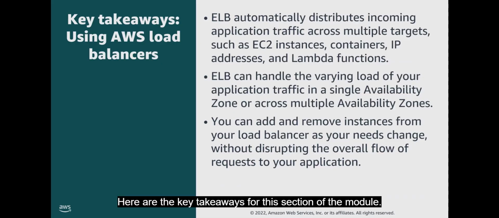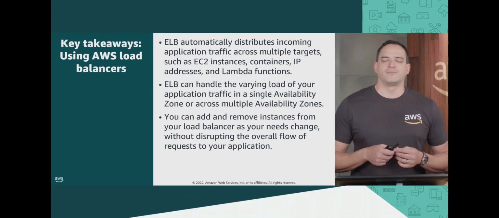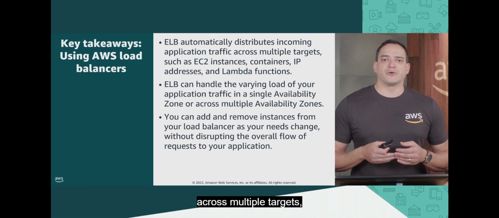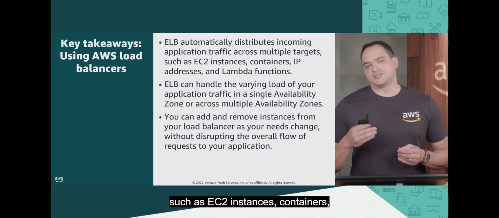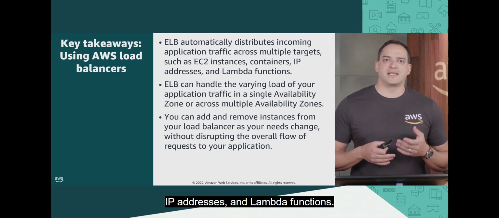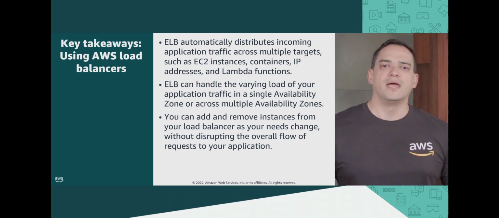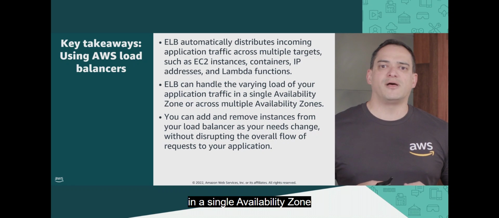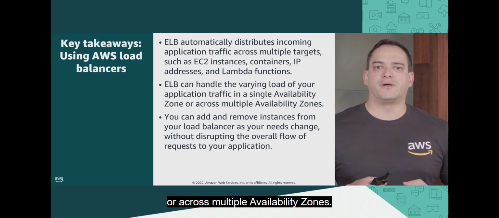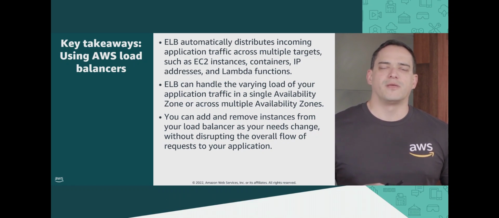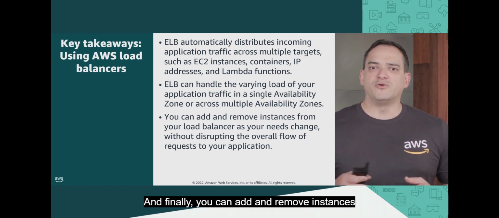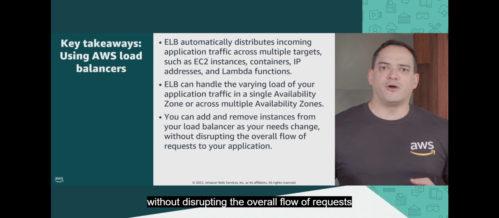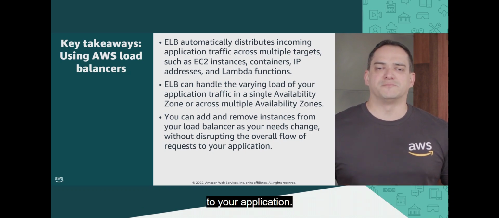Here are the key takeaways for this section of the module. ELB automatically distributes incoming application traffic across multiple targets, such as EC2 instances, containers, IP addresses, and Lambda functions. ELB can handle the varying load of your application traffic in a single availability zone or across multiple availability zones. And finally, you can add and remove instances from your load balancer as your needs change without disrupting the overall flow of requests to your application.